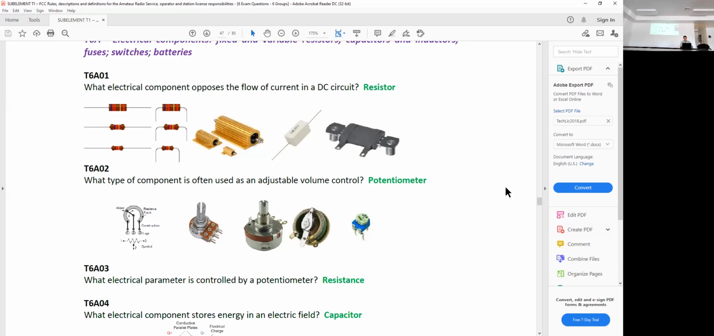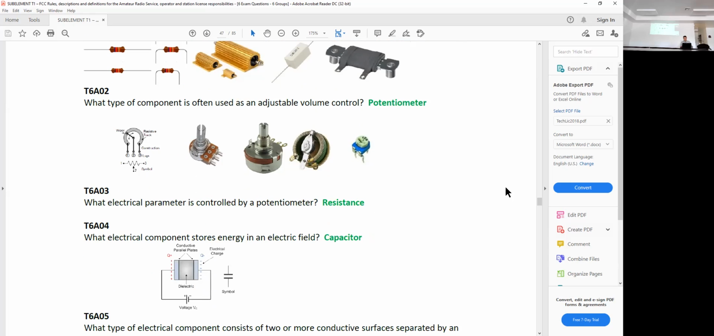So question 3, what electrical parameter is controlled by a potentiometer? And we kind of already talked about that. It's resistance. So on one side, the resistance will be minimum. I don't know if you can see this clearly enough, but see up here, this is a kind of a symbol that we're talking about for a variable resistor. And if you're looking in your book, this is the wiper that's adjustable.